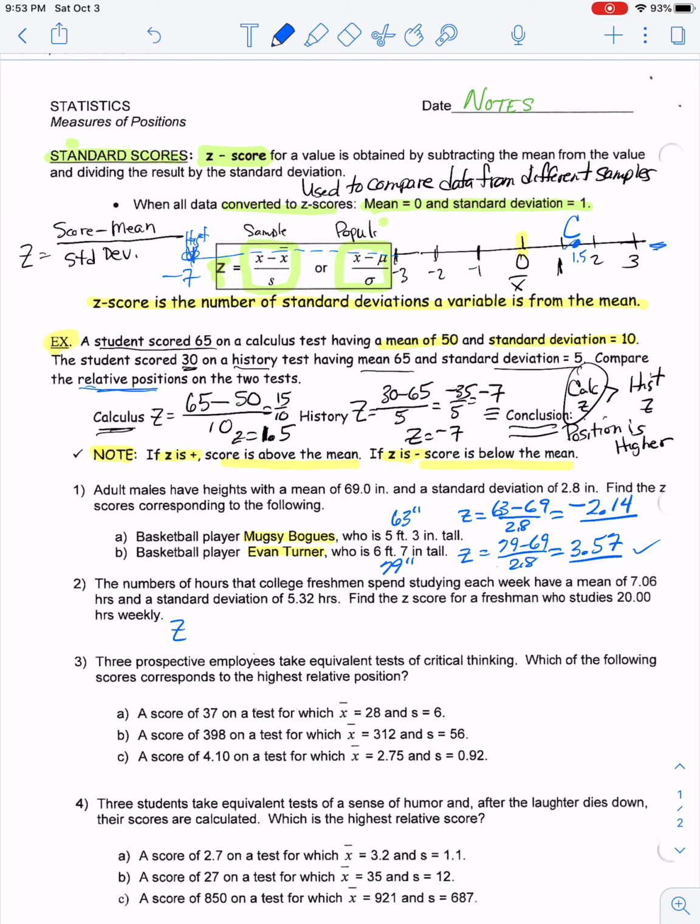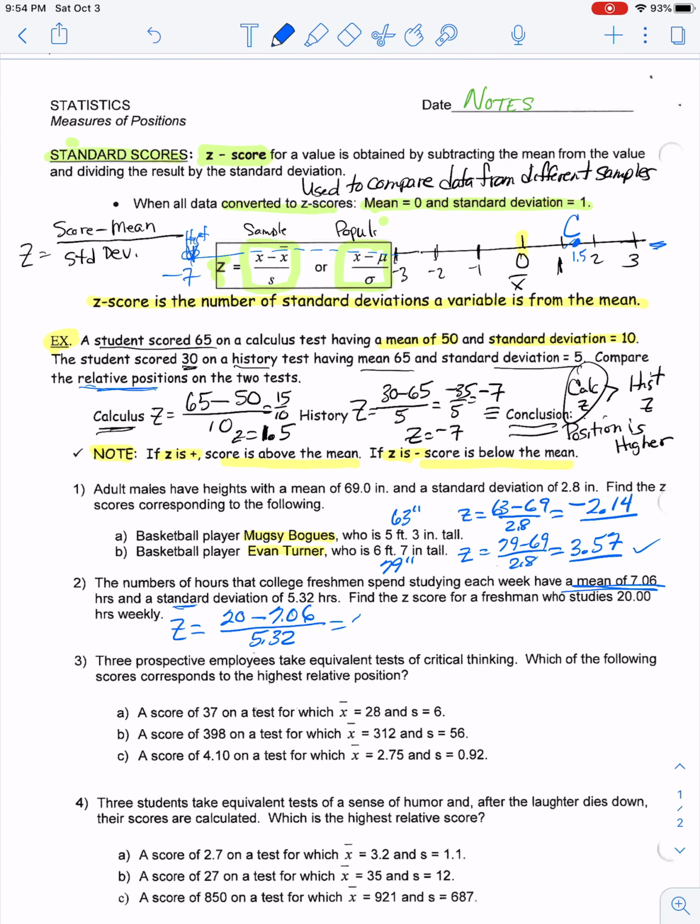All right, so this person's z, we're going to have their time, 20 hours, minus the mean. The mean's right here, 7.06. And we'll divide by 5.32. That's the standard deviation that we're given. We'll say this person's z-score is 2.43. So that means they are 2.43 standard deviations above the mean. They performed above average.